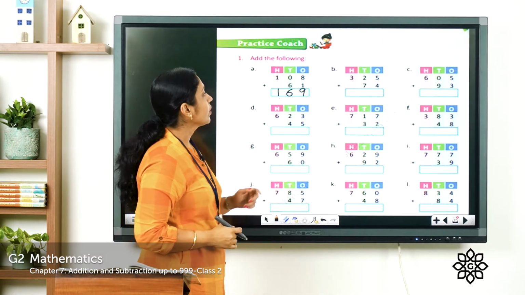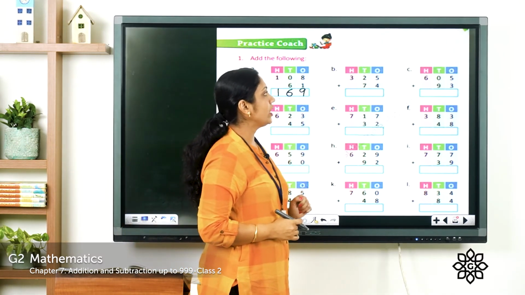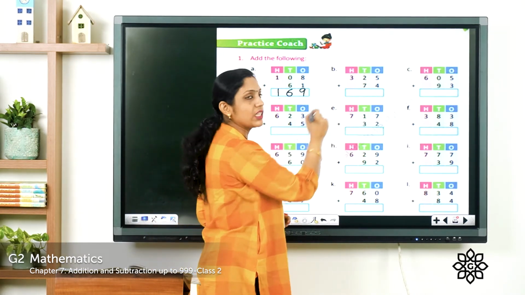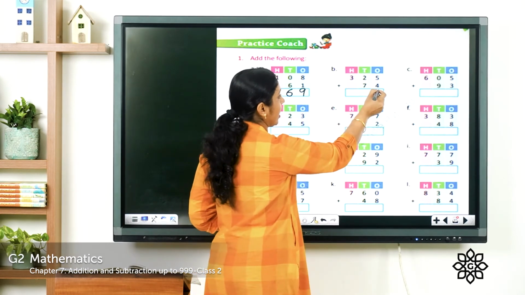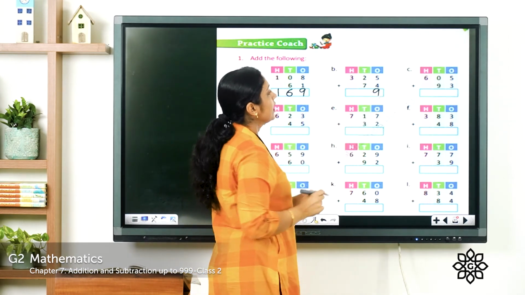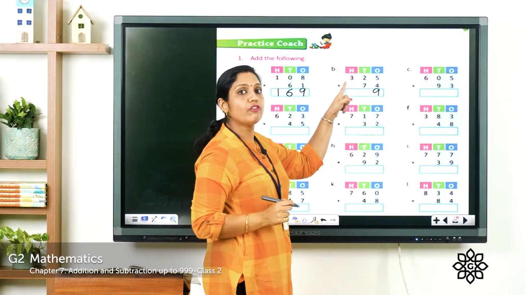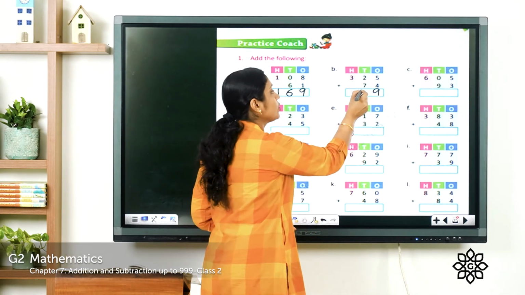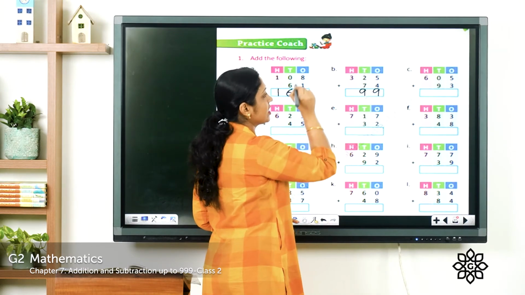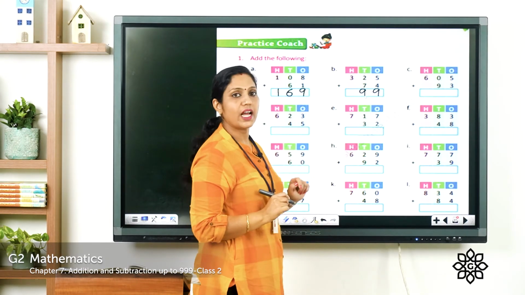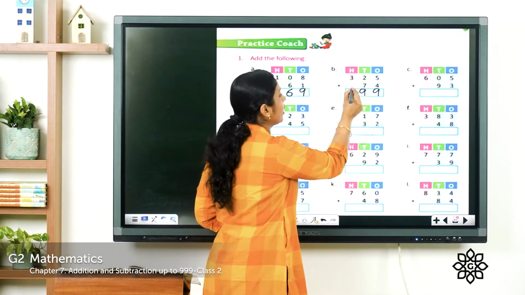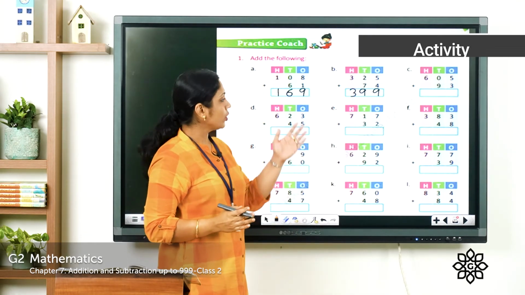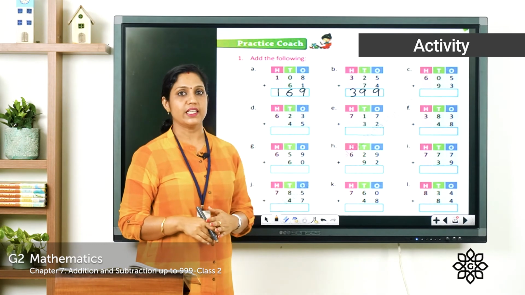Let's do one more. Here you have 325 plus 74. Question number B. So 5 plus 4 is 9. Write it under the ones place. Then we'll move on to the tens place. You have 2 plus 7. So how much is 2 plus 7? It is 9. So that 9 also write it in the tens place. Then we have 3 in the hundreds place. That 3 you can write it with the answer, and you got the answer 399. Likewise, you can complete all the rest of the exercises.